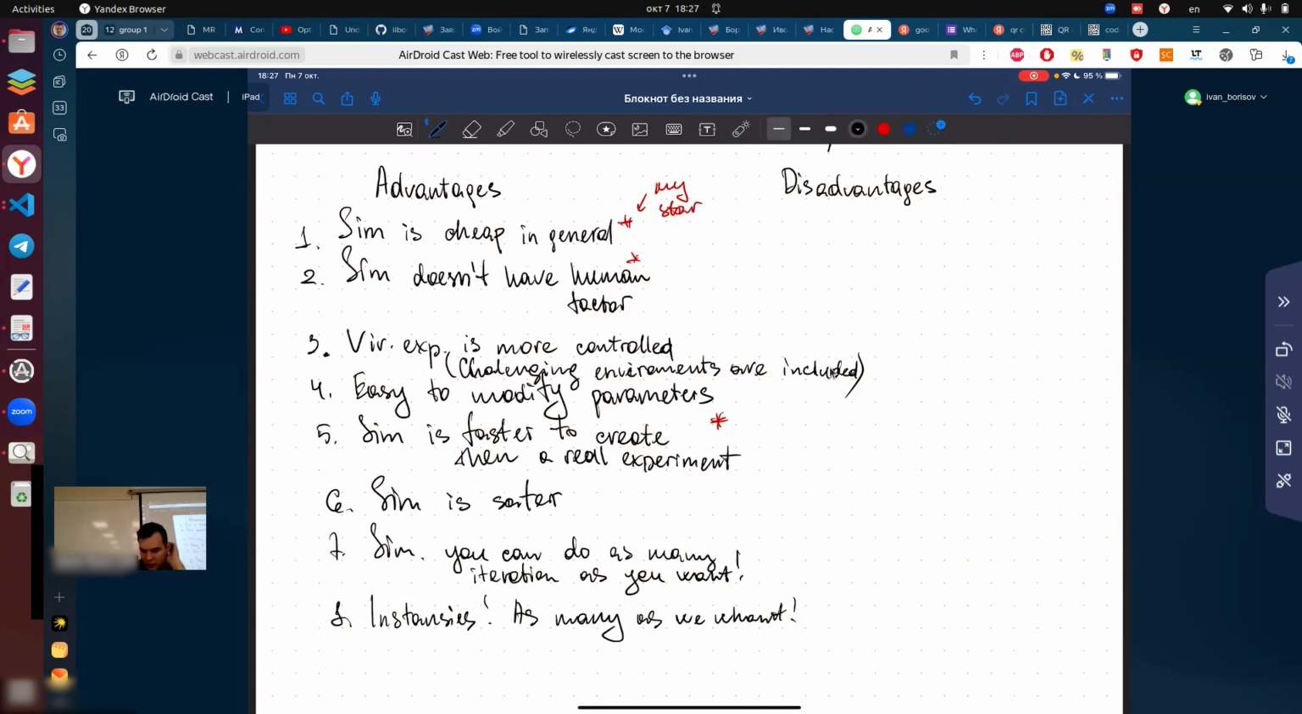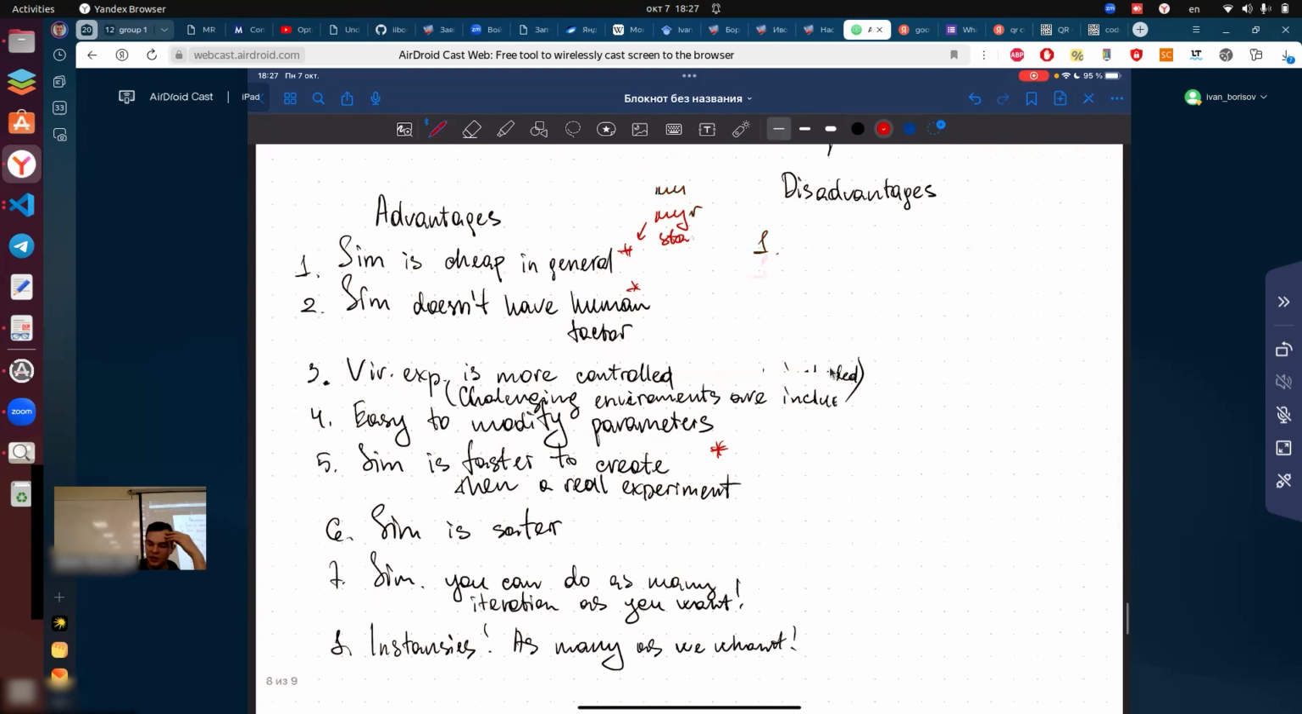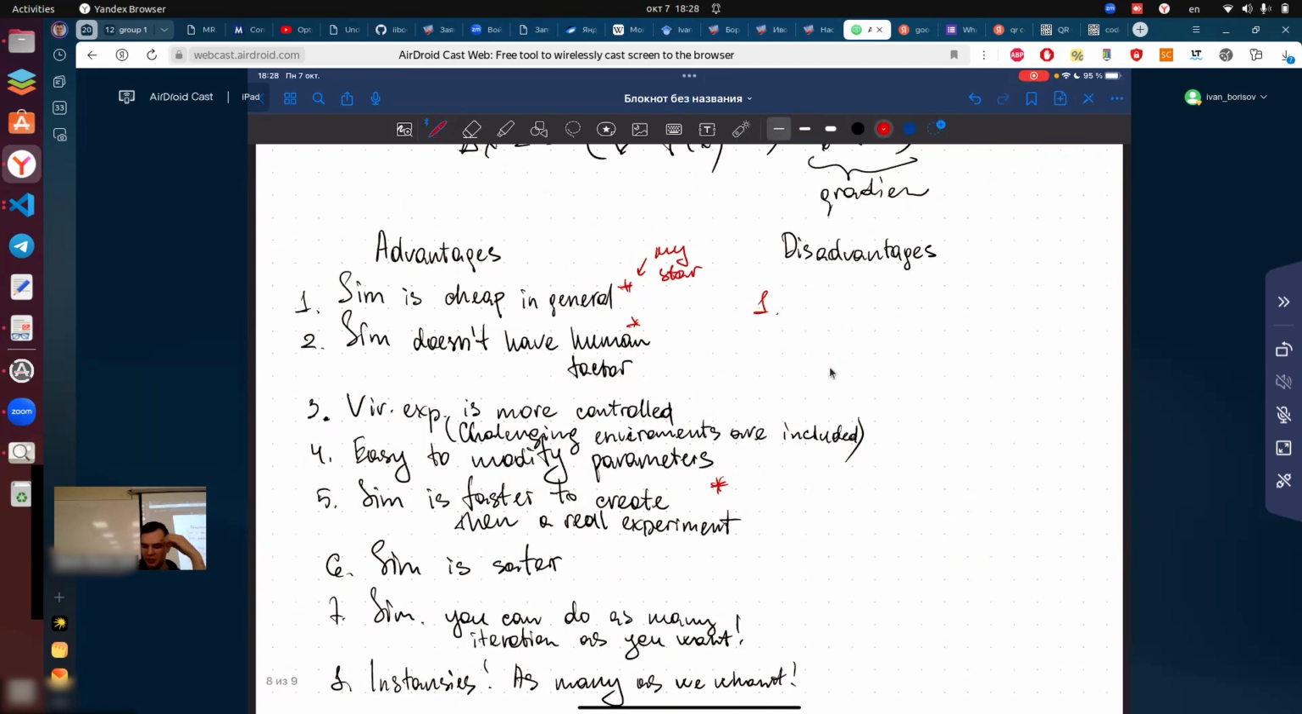Let's proceed with the disadvantages. Why is simulation bad? Almost the opposite: real life is more expensive than sim. No, a disadvantage is not of real life, it's disadvantages of the simulator. Sim to real transfer, right?